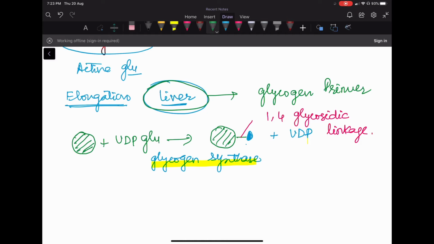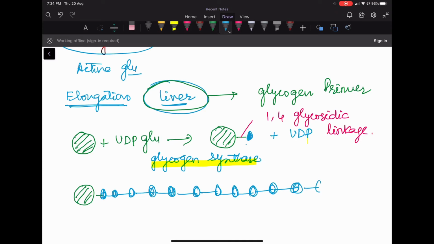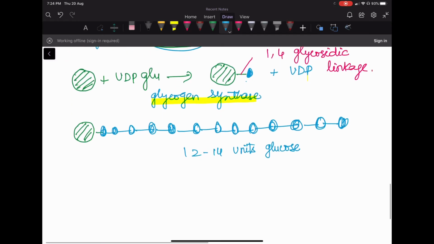Now the next step: this glycogen primer with one molecule of glucose elongates, and a long chain is formed with the help of glycogen synthase. The enzyme is for the synthesis of glycogen, so it is called glycogen synthase. A long chain is formed where 12 to 14 units of glucose are attached. This is the long chain, and this process is elongation.